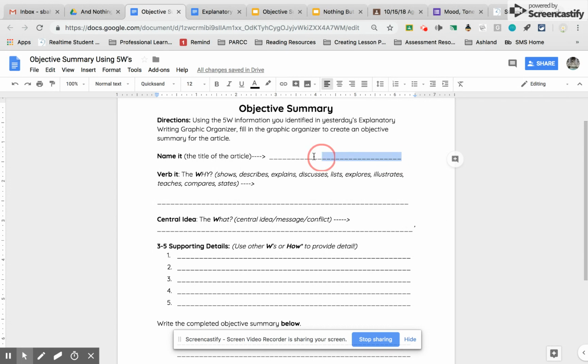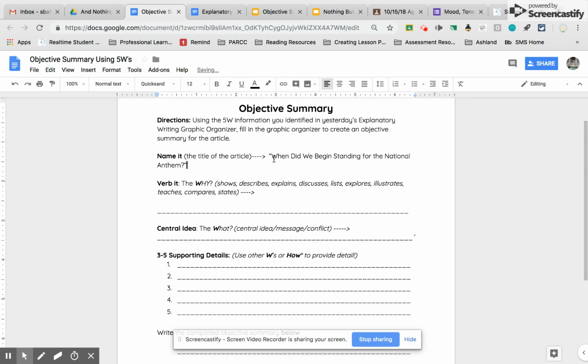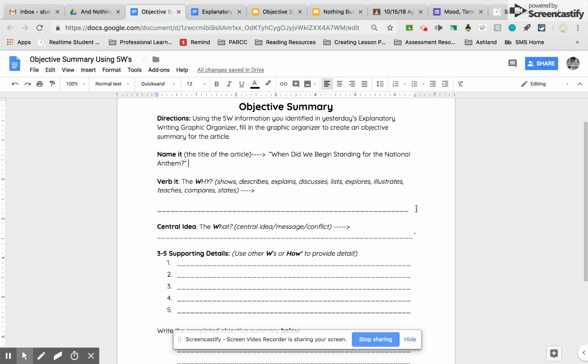So here, I'm going to erase this, and I'm going to put the title. When did we begin standing for the national anthem? So that was the name it part. Simple enough, and now I'm done. So now I have to take a look at the verb it. The verb it would be the why.